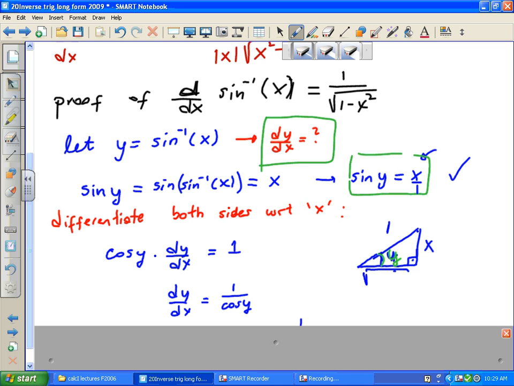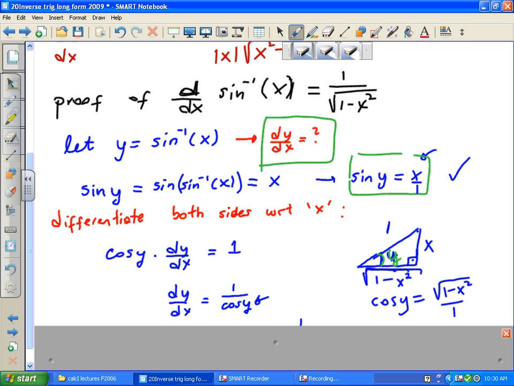What about the remaining side? The square root of 1 minus x squared. So in this triangle, can you tell me what is cosine y? Cosine y is adjacent over hypotenuse, which is the square root of 1 minus x squared over 1, right? Now, isn't that what we need in here? We need to plug in cosine y, and we'll be done. So go ahead and plug that in.